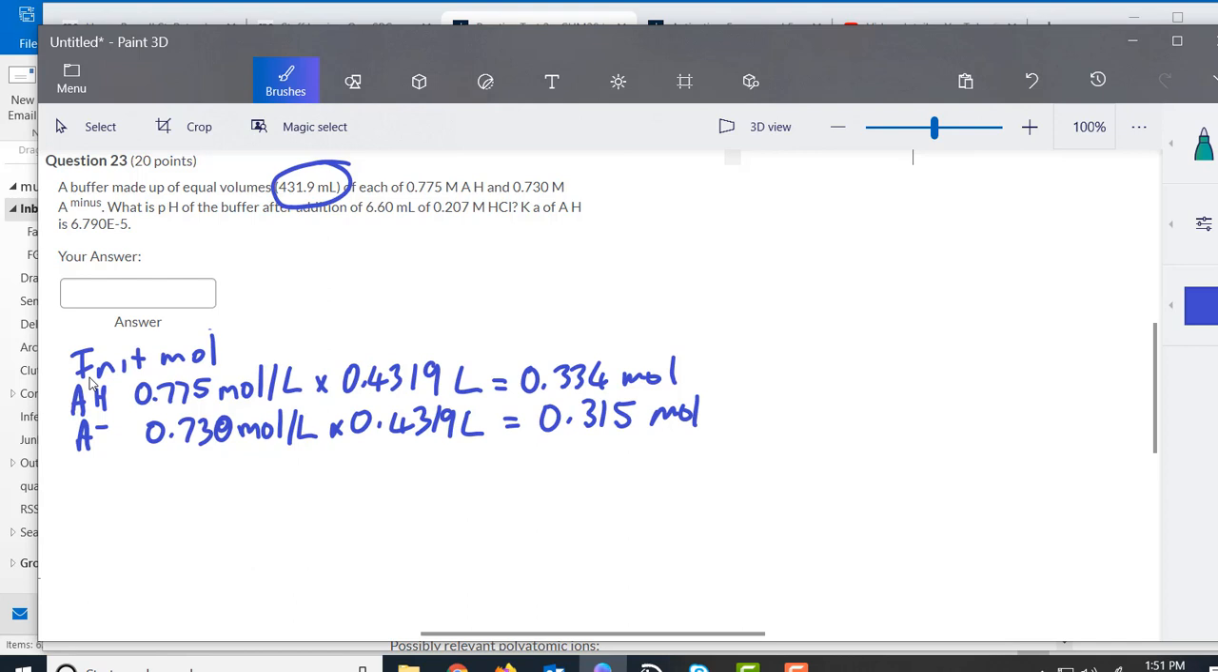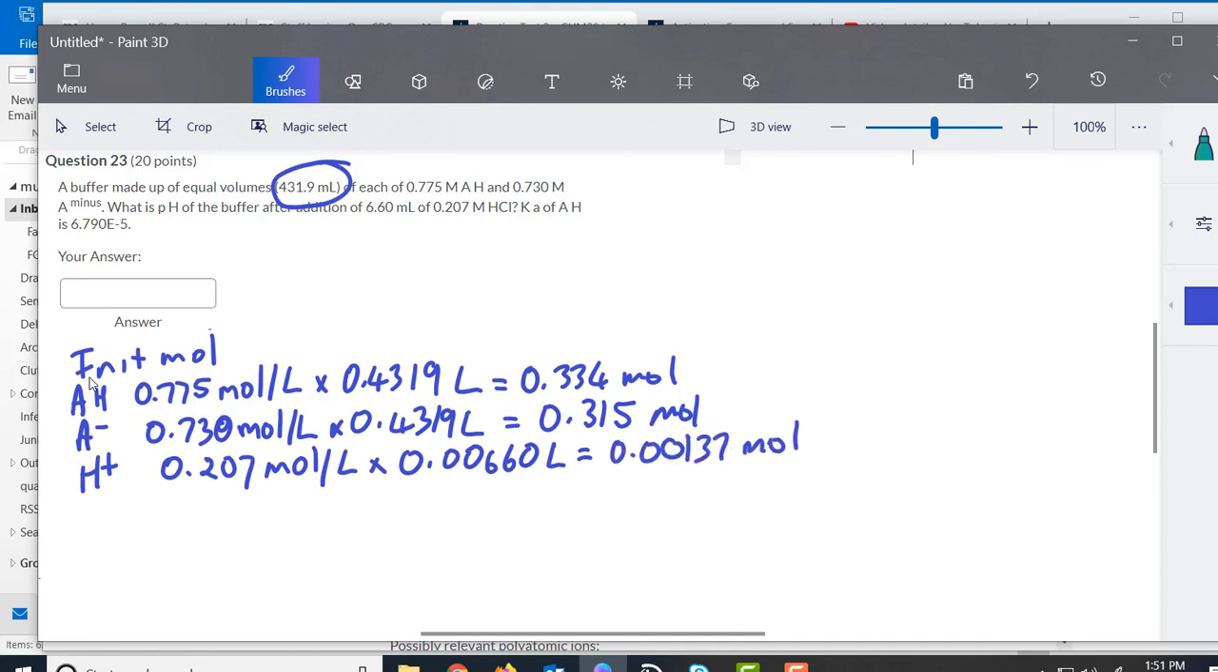This is initially. We also figure out the amount of H plus, or the moles of H plus being added. When we do add it, it's going to be 0.207 moles per litre multiplied by 0.00660 litres. That's 6.60 millilitres converted into litres, and that comes out to be 0.00137 moles. This H plus here, or OH minus, will always be smaller than either of the moles of AH or A minus that we get at this point.